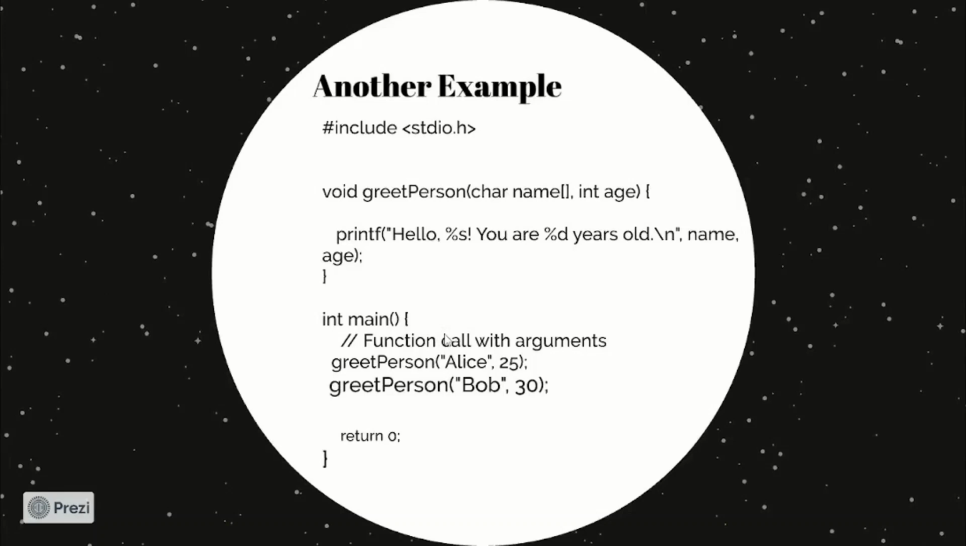Let us see another example. Here we first include a header file. Then we give the return type as void, which means nothing. greetPerson is the function name, and we give a parameter type of char, because a name is letters, right? So we give the parameter type as character. Next, age is a number, right? So we give the parameter type as integer.